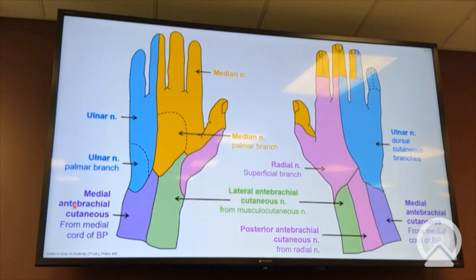This is just a summary slide showing you the hand, so you can see the cutaneous sensory distribution over the distal forearm, and then the hand. So palmar surface of the hand, remember median here in yellow, ulnar on the medial side, ulnar still on the medial side on the dorsum of the hand, and then radial on the lateral dorsum of the hand.